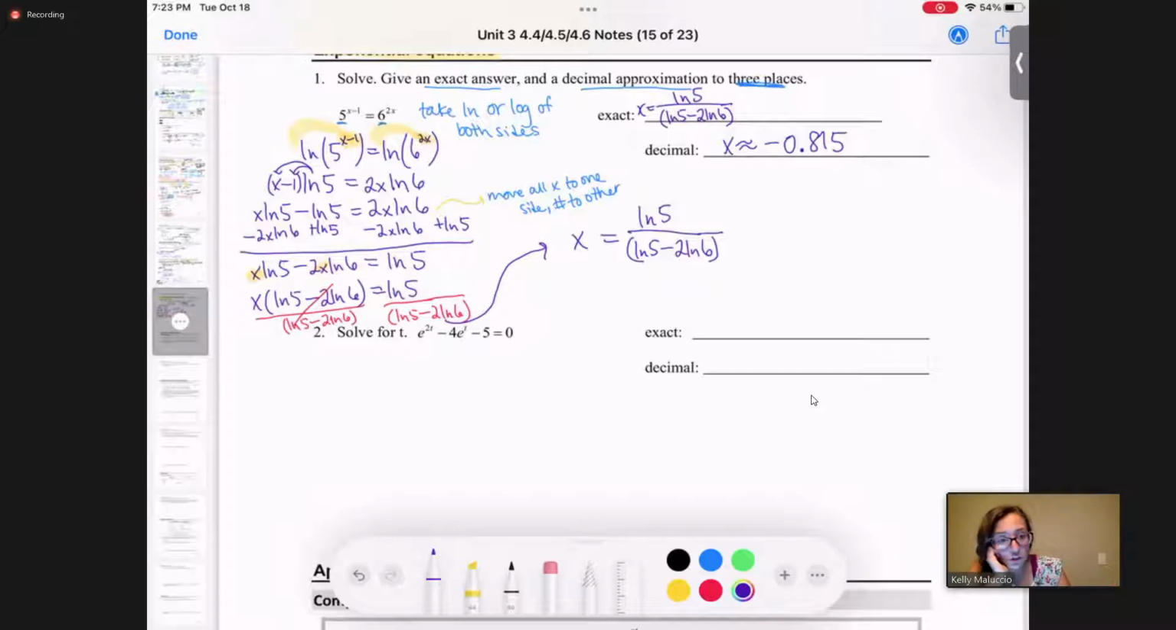Now, for number 2, I will say, although people have preferences, it will benefit you a lot to use natural log just because we have some e's there. And it'll just simplify it a little bit, but you still don't need to, still not going to be wrong if you use logs. So let's look at number 2.